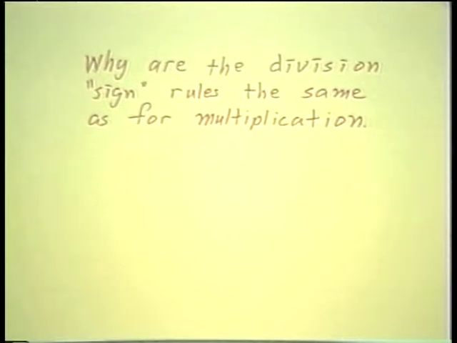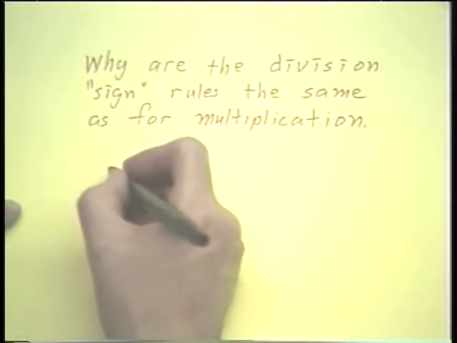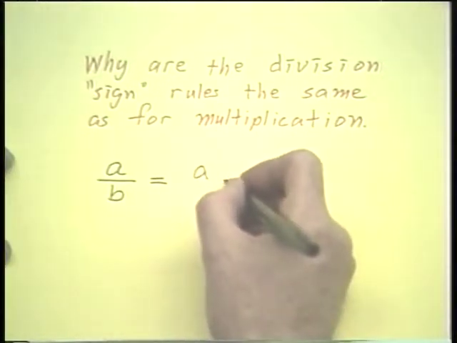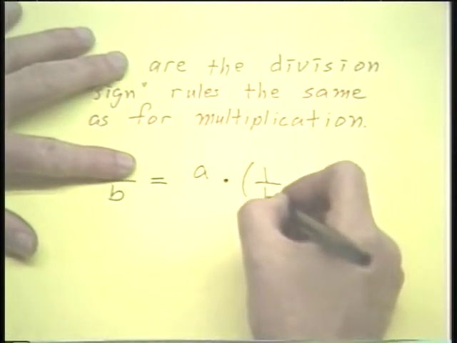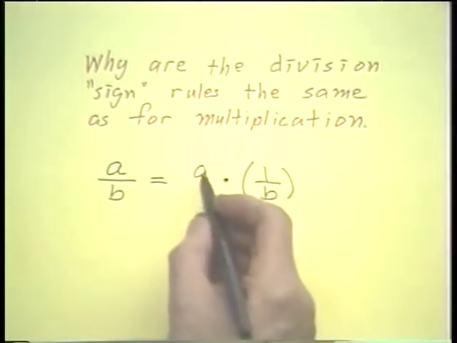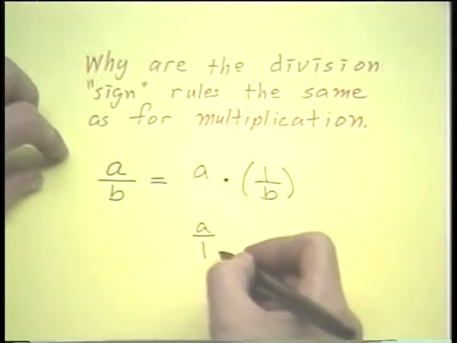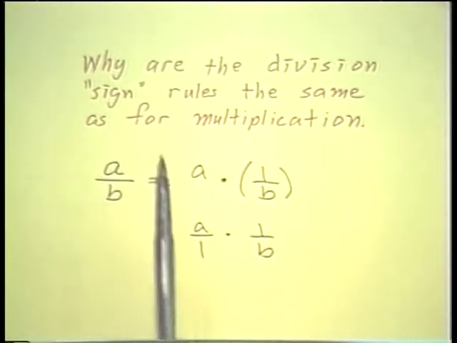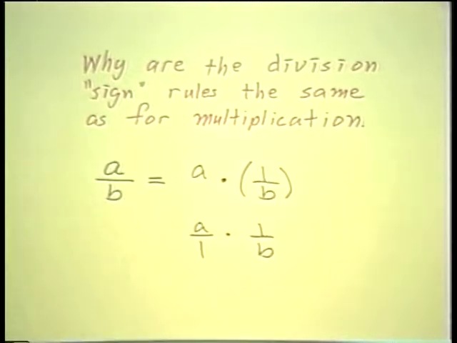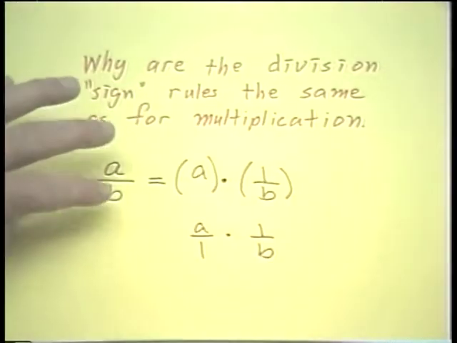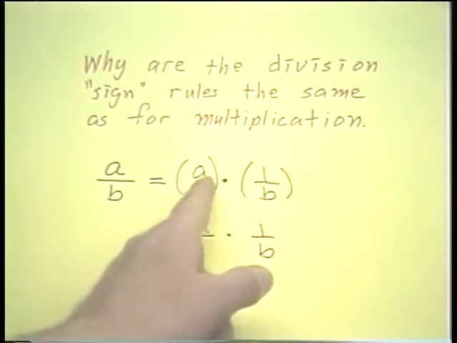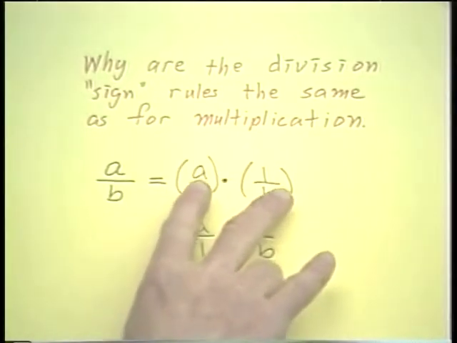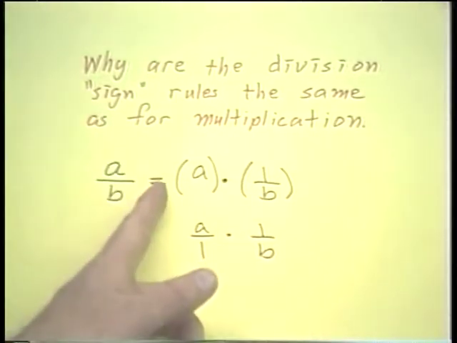Now, why are the division sign rules the same as for multiplication? Well, let's look at division. If I take any number A and divide it by another, B, I could write it as the top times the reciprocal of the bottom. Because the top I could always write as something over 1, and if I were multiplying this back, multiplying the tops to get the new top would give me back A, multiplying the bottoms to get the new bottom would get me back to B. So if I'm dividing these two numbers, in a sense I'm multiplying a number with its reciprocal. And if this is negative, this will be negative. So whatever rule applied sign-wise for these two will apply for these two, because this says it's the same problem.